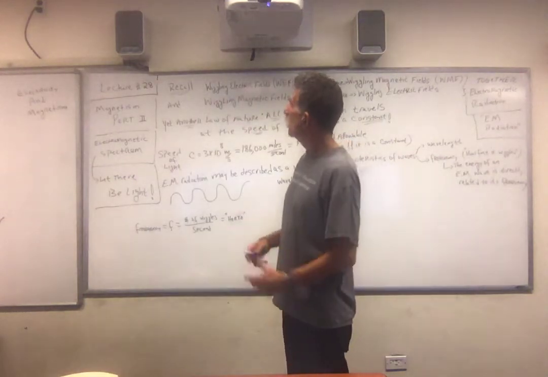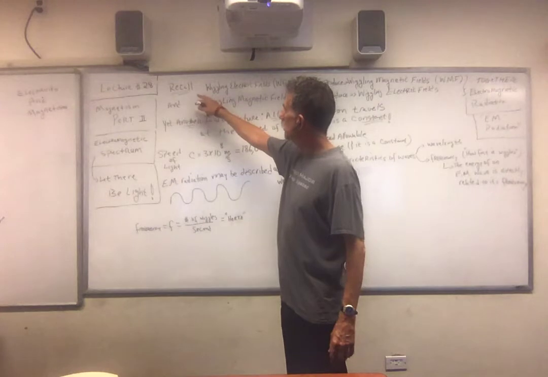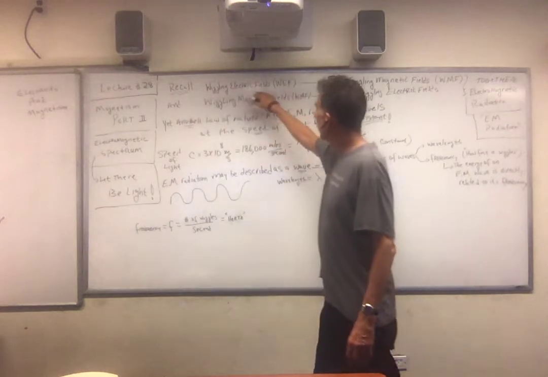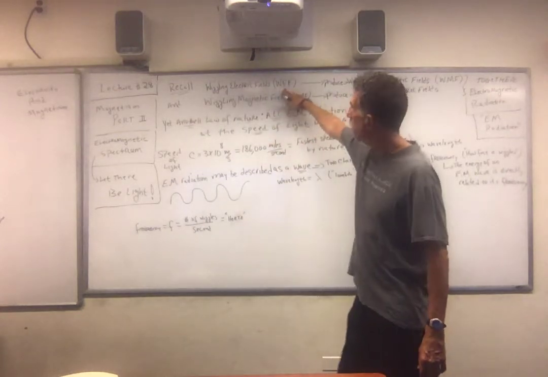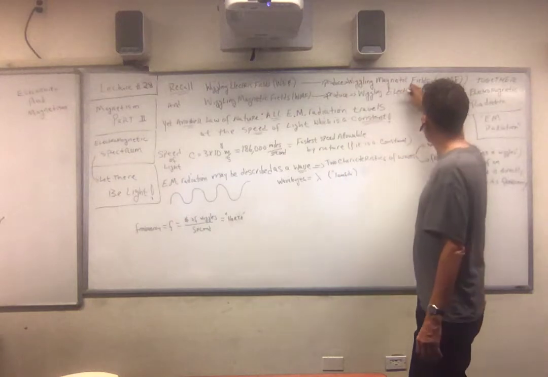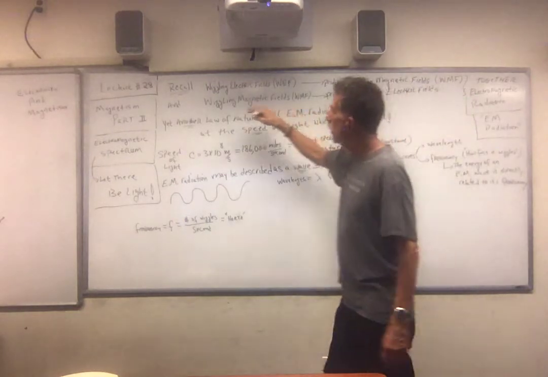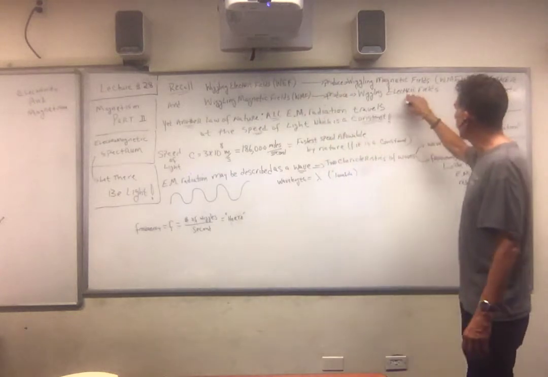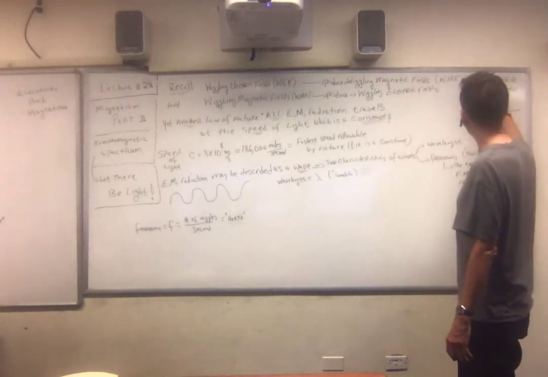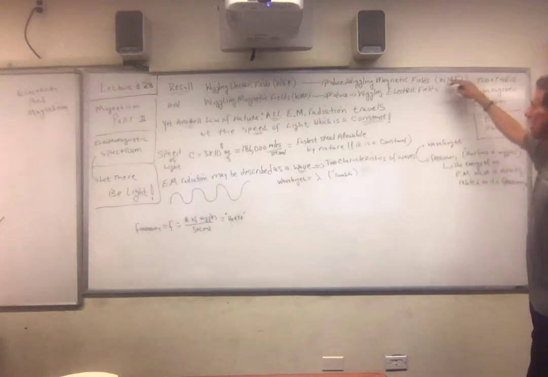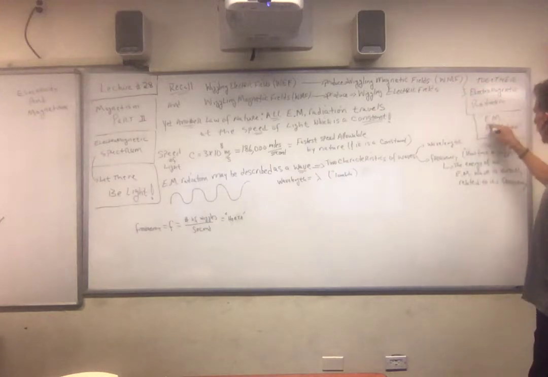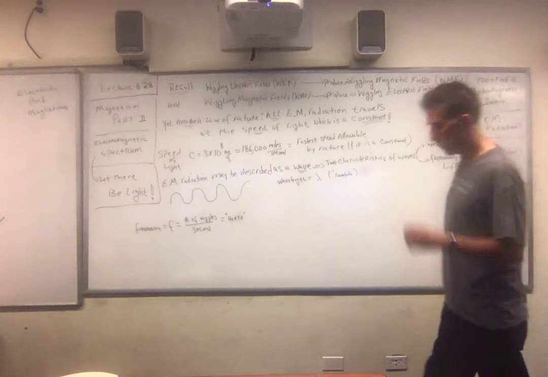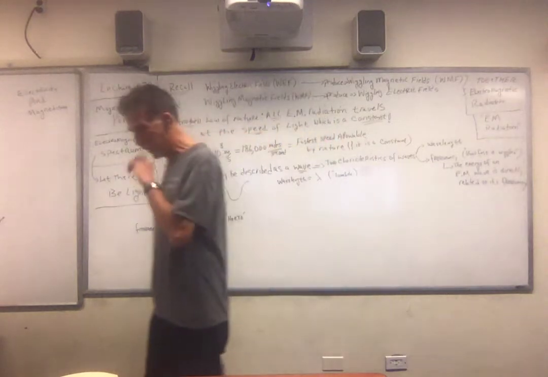All right, so in the last lecture, we discussed this. Recall wiggling electric fields, WEF I called it, produce wiggling magnetic fields, WMF, and wiggling magnetic fields, WMF, produce wiggling electric fields. Okay, and together they produce electromagnetic radiation, EM radiation. And this is what I want to talk a bit about today.